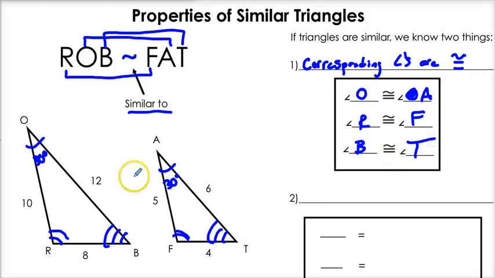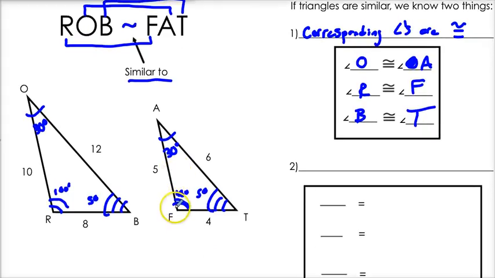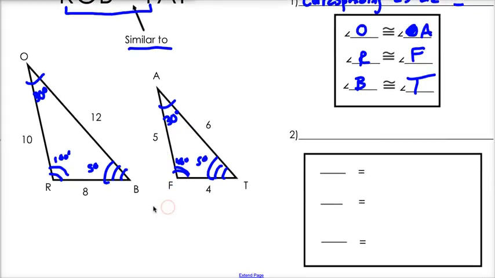So that's the first major thing about similar triangles. The angles are always exactly the same. If this is 30, this is 30. If this is 50, this is 50. And if this is 100, this is 100. The angles are always going to be the same, just like in a dilation. See the connection there? It's there. All right.